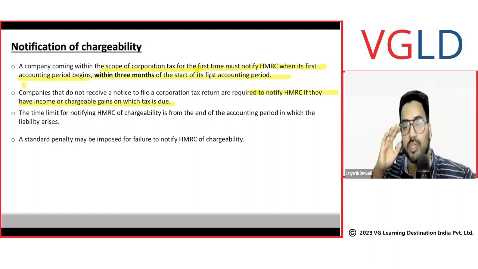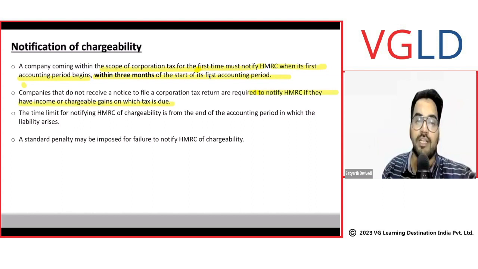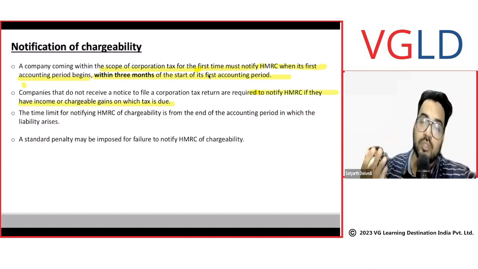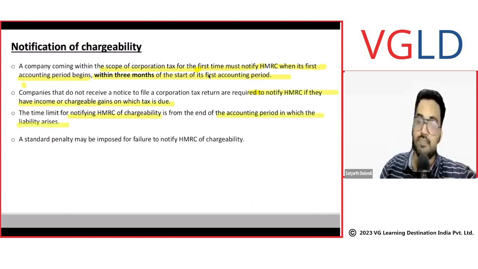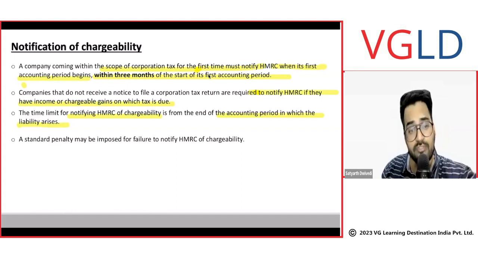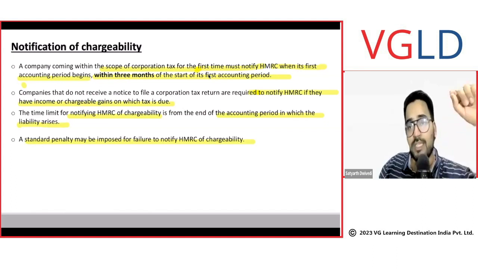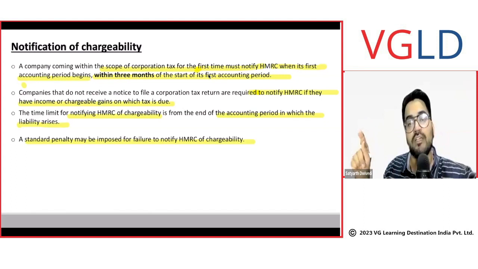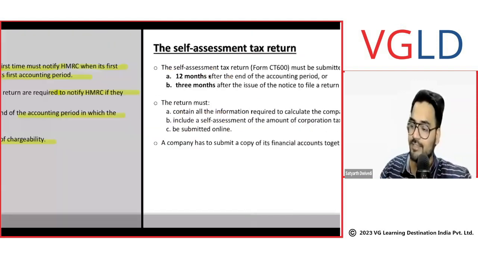Even if you don't receive a notice, generally companies will receive a notice that your tax is due, your income is chargeable, you have chargeable gain. Even if it's not there, you have to notify the HMRC. The time limit for notifying the HMRC of chargeability is from the end of the accounting period in which the liability arises. If you don't notify the HMRC, then a standard penalty may be imposed for failure to notify. The first time you come in the scope, it is within 3 months of your start. But for chargeability, the period starts from the end of the accounting period in which the liability arises.